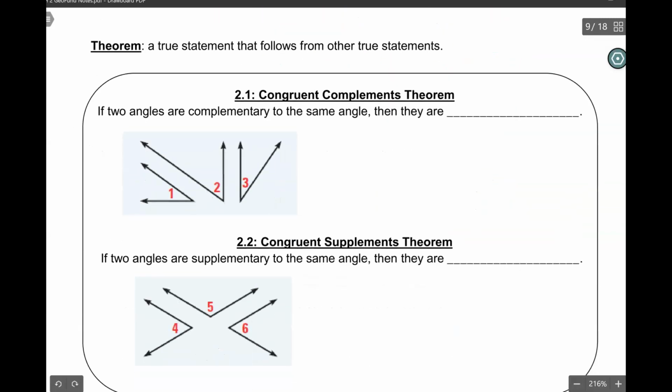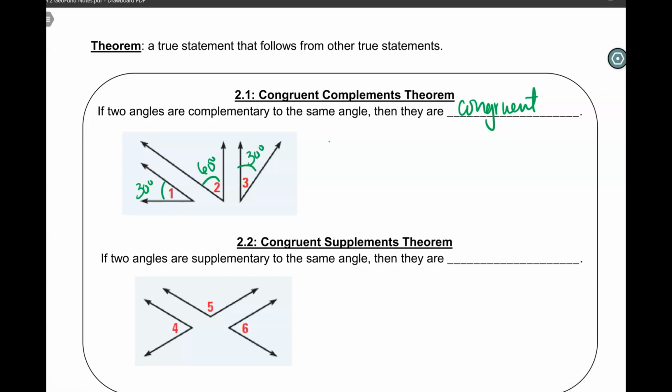So here is a theorem. A theorem is a true statement that follows from other true statements. So 2.1, congruent complement theorem: if two angles are complement to the same angle, then they are congruent. So let's say that this is 30 degrees, and this angle is 60, and this angle is 30.